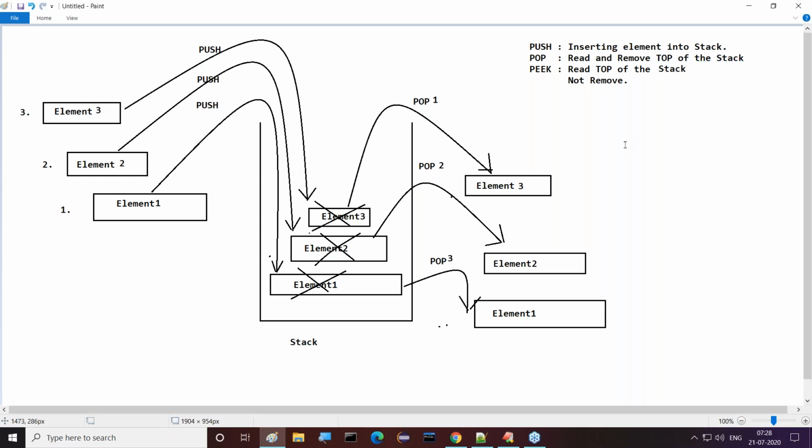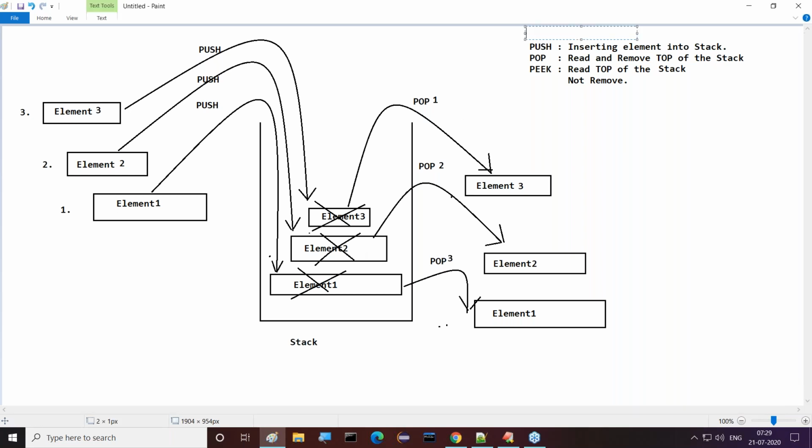Once again, please confirm: which algorithm does a stack follow internally? Last in first out or first in first out? All of you must respond. The stack follows last in first out, LIFO. That's perfect.